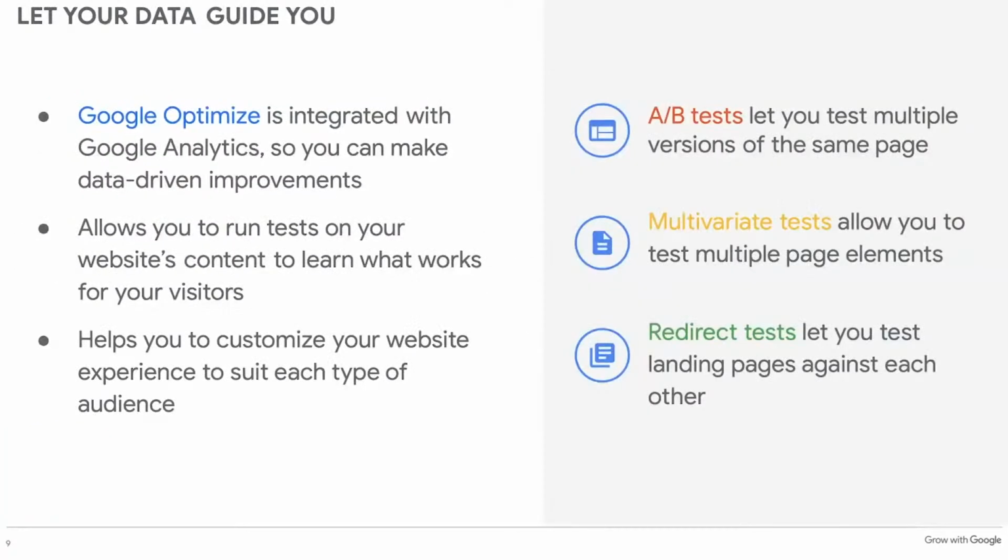So Google Optimize allows you to run a variety of free tests to customize your website experience for your target audience. Some of the tests you can run with your Optimize account include A/B tests, which let you test multiple versions of the same web page to learn which page works best for your users, multivariate tests, which allow you to test multiple elements on a page to see which combination works best, or redirect tests, which is a type of A/B test that lets you test separate pages against each other. With redirect tests, the test variants are identified by a URL instead of a page element.